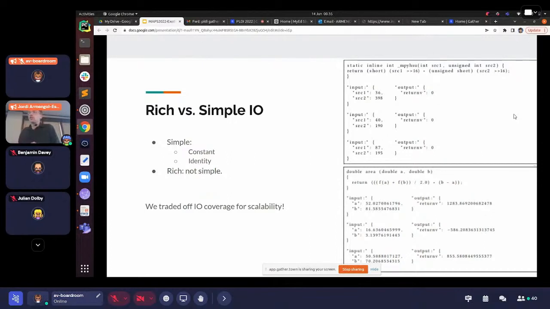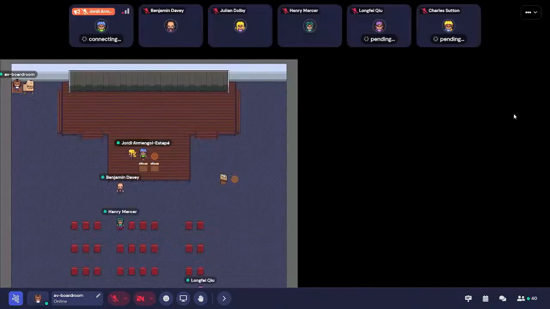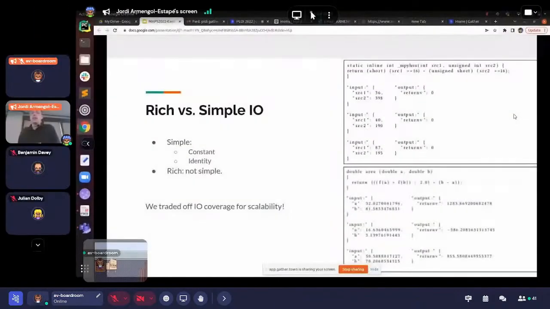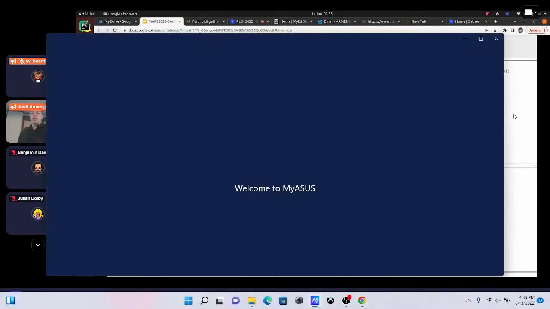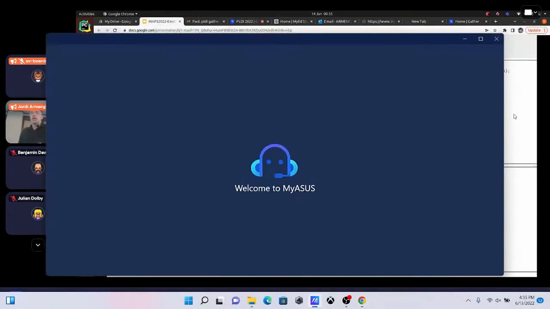So we generate two kinds of input-output pairs. In one case, we get simple input-output pairs, meaning that we can execute the function, we can record the execution time, but the input-output pairs are constant or identity. So this is not useful for, for instance, program synthesis. It might be useful for measuring the execution time, for instance. The other kind is rich input-output pairs, meaning that the input-output pairs are complex enough so that a constant or identity function cannot solve it.